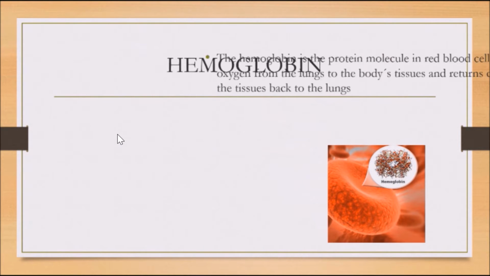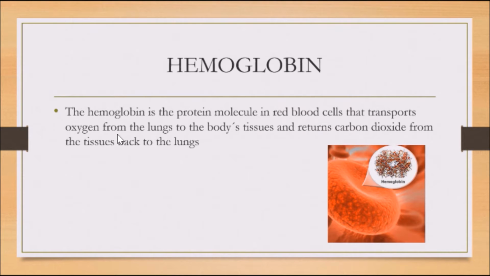The hemoglobin is a protein molecule in red blood cells that transports oxygen from the lungs to the body tissues and returns carbon dioxide from the tissues back to the lungs.